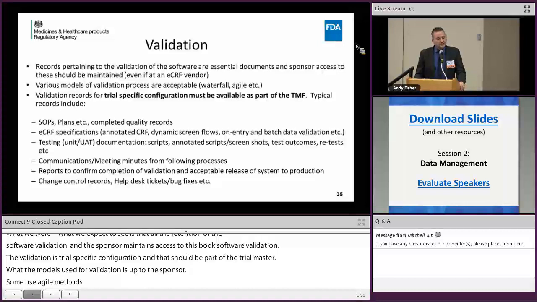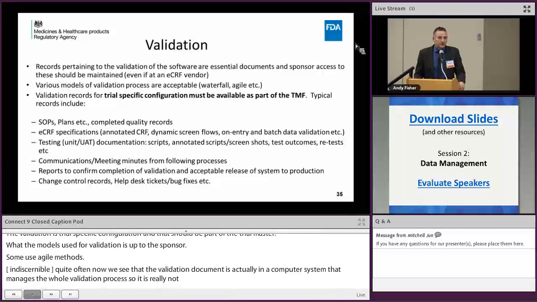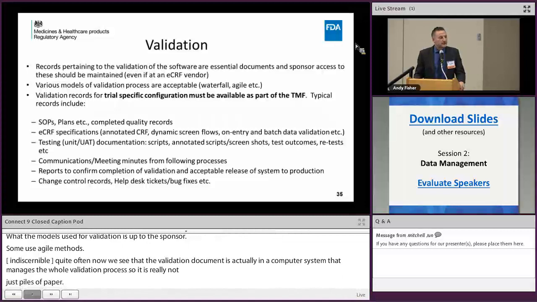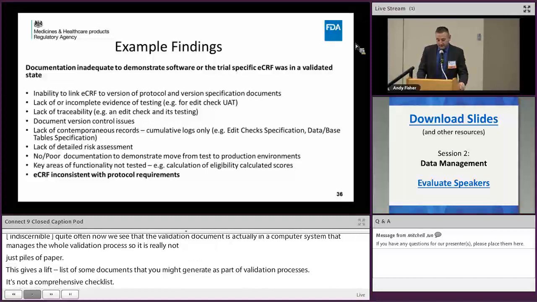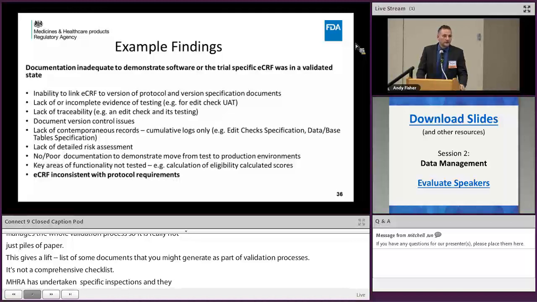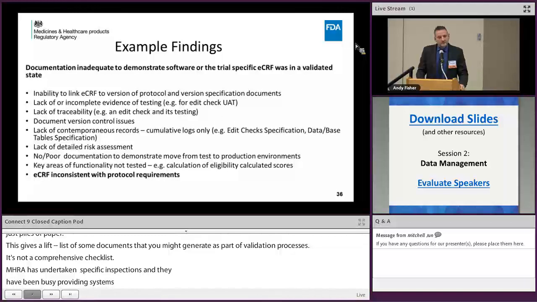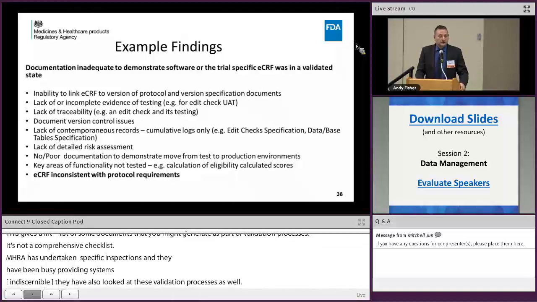This gives a list of some documents that you might generate as part of the validation process and that we want to see. It's not a comprehensive checklist because it depends on the processes of the sponsor. So MHRA has undertaken about a dozen specific inspections of vendors who provide e-systems such as IRT, ePRO and eCRF, and also looked at these validation processes in sponsors as well. FDA have observed, I think, all of these inspections, and inspectors from the Danish inspectorate have also joined two inspections with us as well.